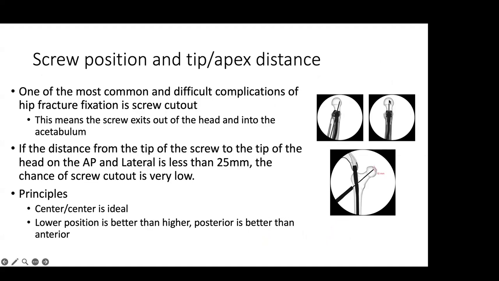Okay, so I mentioned putting the cephalomedullary pin in the correct position, a center position. You'll hear some of us say tip apex distance. One of the big complications of a nail is when this screw cuts out, meaning that it comes out of the femoral head and goes up into the hip socket, the acetabulum. What you want to make sure is that when we place this screw, the distance between the tip of the head and the tip of the screw on the AP and lateral is less than 25 millimeters. A center position is ideal, but as far as the principles of fixation, a lower pin is better than a higher pin, and a posterior pin is better than an anterior pin.